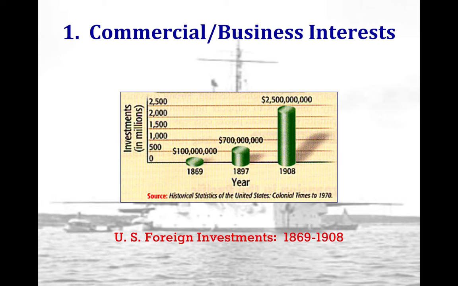One of the things you notice is how quickly U.S. foreign investments are going to increase after the Civil War is over. Already in the period between the late 1860s and 1890s, you see that it increases dramatically. And then really what's telling is that in this brief, approximately 10-year period, notice that it goes from 700 million to $2.5 billion of investment in foreign countries. And this was in 1908 dollars. So this is really significant amounts of investment abroad.